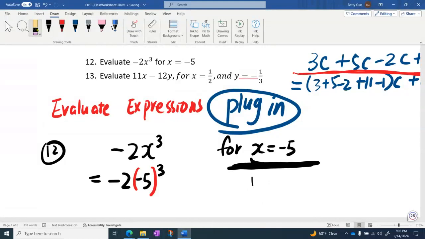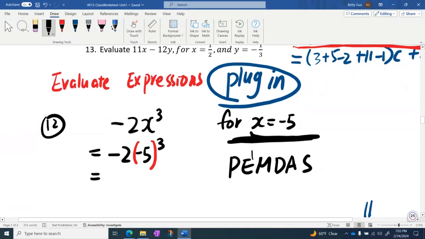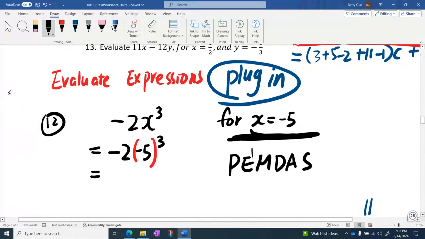All right, and then we are going to evaluate this expression by using the correct order of operations. That is something we learned in Algebra 1, I believe. This is Foundation 2. Anybody remember what PEMDAS means? What does "please excuse my dear Aunt Sally" mean?